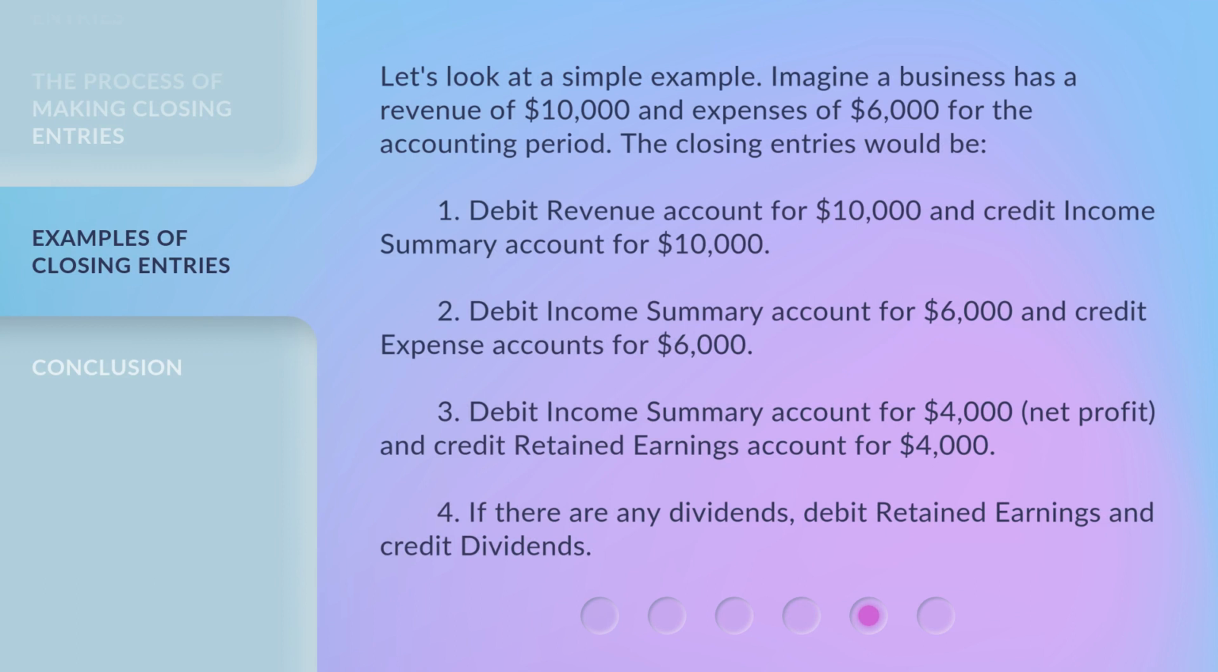Let's look at a simple example. Imagine a business has a revenue of $10,000 and expenses of $6,000 for the accounting period. The closing entries would be: 1. Debit revenue account for $10,000 and credit income summary account for $10,000. 2. Debit income summary account for $6,000 and credit expense accounts for $6,000. 3. Debit income summary account for $4,000, net profit, and credit retained earnings account for $4,000. 4. If there are any dividends, debit retained earnings and credit dividends.